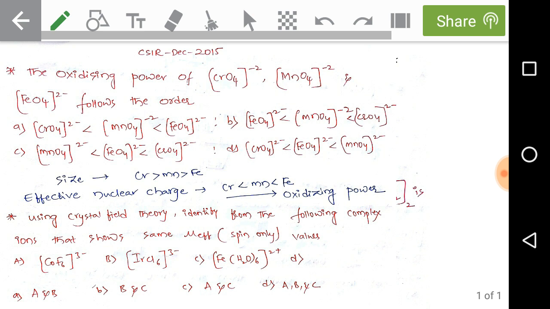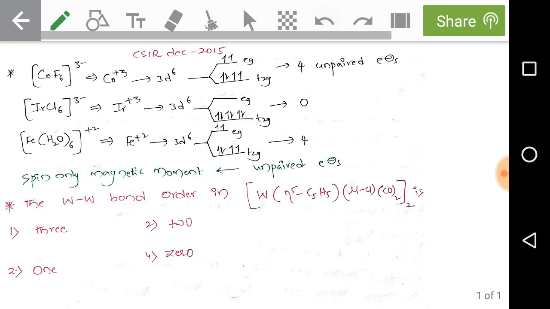Using crystal field theory, identify from the following complex ions those that show the same μ effective, that means the magnetic moment, here specially the spin-only value. So we are given cobalt, iridium and iron transition metal complexes. We need to find the correct option.